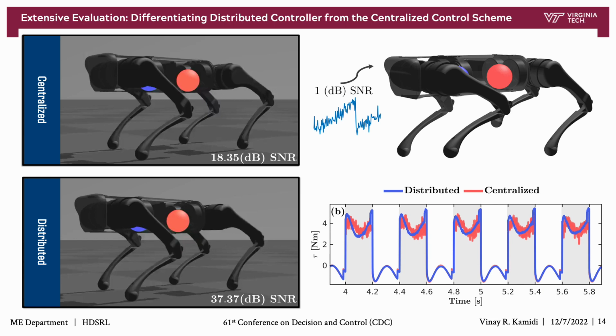It is visibly notable that noise injected in the front subsystem significantly propagates into the hind subsystem in the centralized control scheme. We further quantify the propagated noise in the hind subsystem and report that an 18.35 decibel SNR in the torques of the hind subsystem was recorded in the centralized control scheme, as opposed to a 37.37 decibel SNR in the distributed control scheme. Note that lower SNR indicates higher noise in the signal. This demonstrates that the distributed control scheme presents better noise rejection properties.